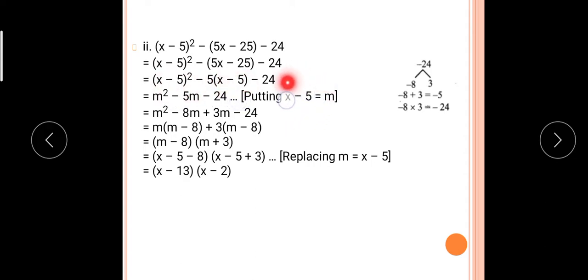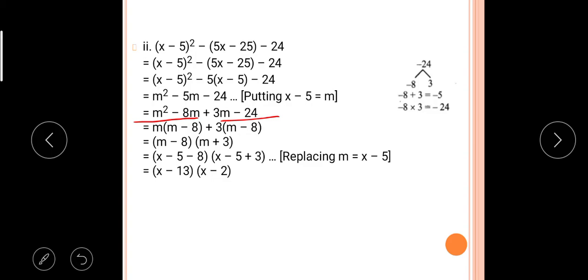Now you can substitute x minus 5 equal to m, and therefore you will get m square minus 5m minus 24. Now factorize 24 in such a way that their sum should be minus 5 and their multiplication should be minus 24. So m square minus 8m plus 3m, in this way, see. Minus 8 plus 3 is minus 5, and multiplication is minus 24. Now consider the first two terms and then the last two terms.